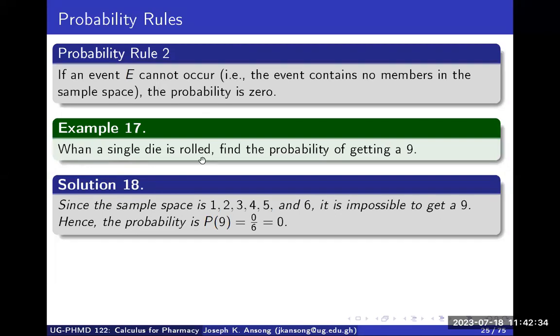Secondly, if an event cannot occur, then the probability is said to be zero. So when a single die is rolled, find the probability of getting a nine. Well, we only have 1 to 6 on the die, so you can never get a nine on it, which means the probability of getting a nine is zero. So that's what the second rule says. If we know for sure that an event won't happen or cannot happen, then the probability is zero.